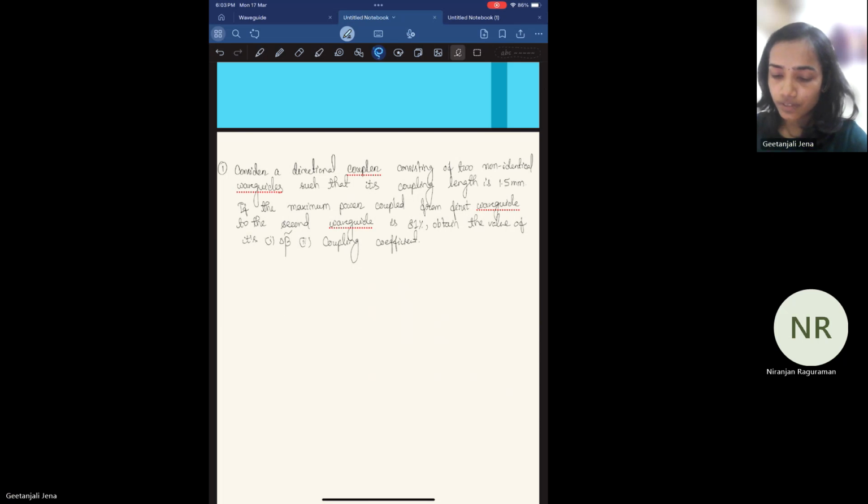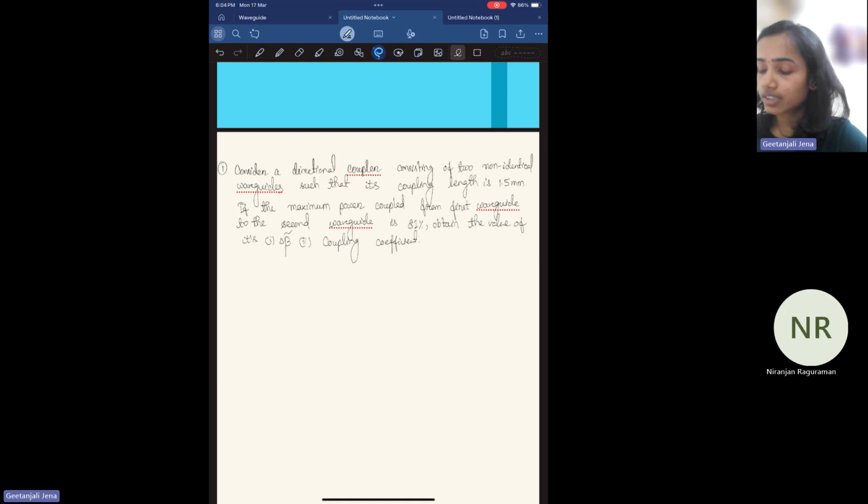Let me read the question once. Consider a directional coupler consisting of two non-identical waveguides such that its coupling length is 1.5 mm, and the maximum power coupled from the first waveguide to the second waveguide is 81%. Obtain the value of its delta beta, which is the phase mismatch, and the coupling coefficient.